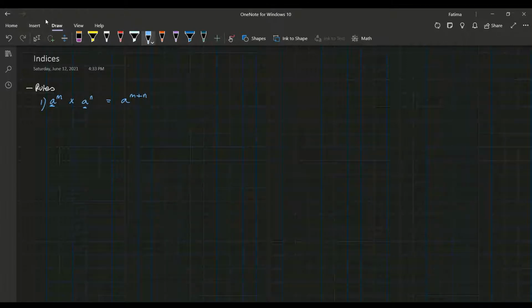Next rule, which is similar, is for division. a to the power m divided by a to the power n. In this case, we have to subtract the powers. So it would be m minus n. And again, it would be only when the bases are the same.